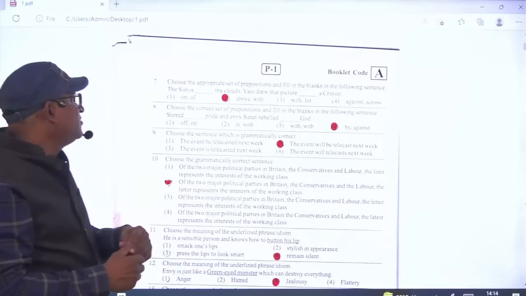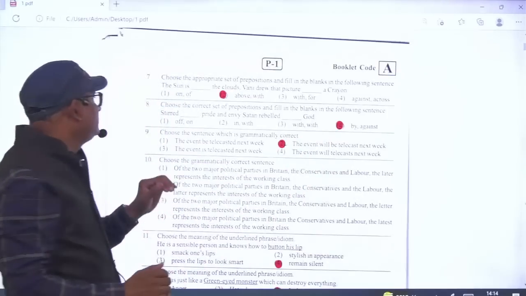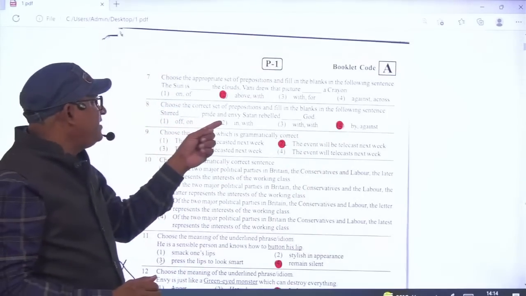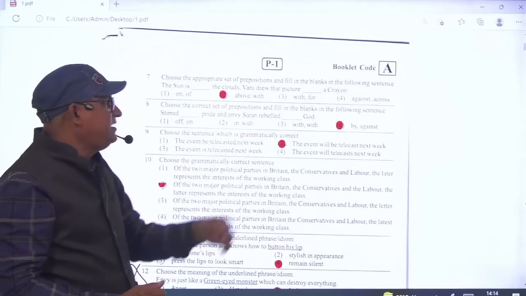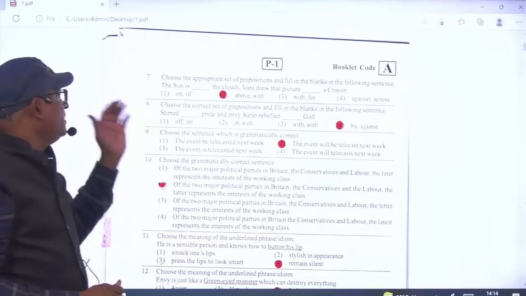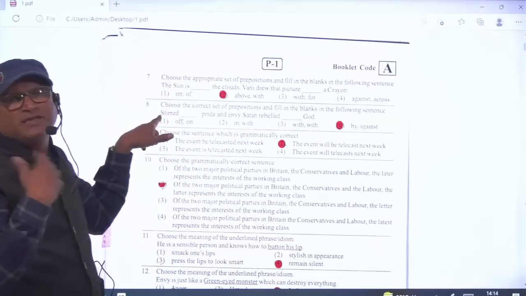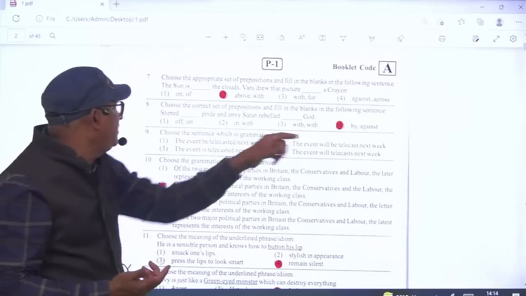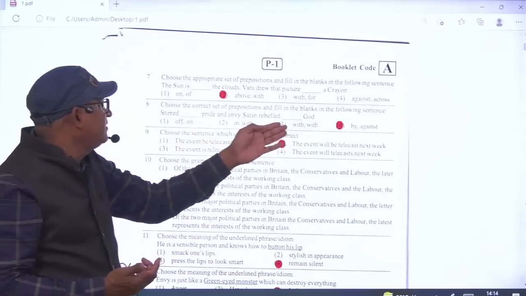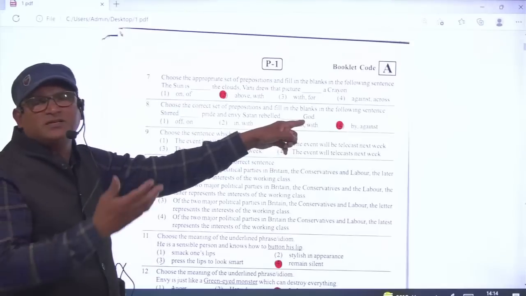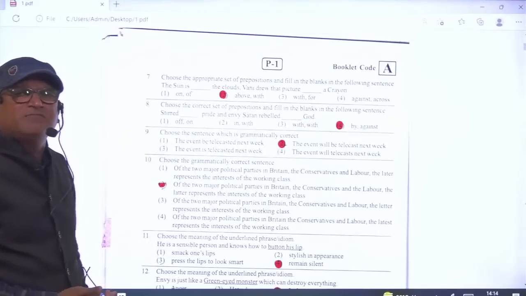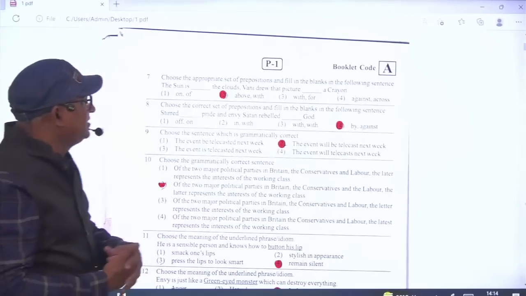Let's go for the 8th question. It also comes as a preposition question. Let us see the answer. Steve dash pride and envy, Satan rebel dash what? So Steve by pride, because it's a past participle form, followed by the preposition by only, but not of, in, and with. And God is the person given at the end of the statement, so that might be against. So the fourth is the right option.